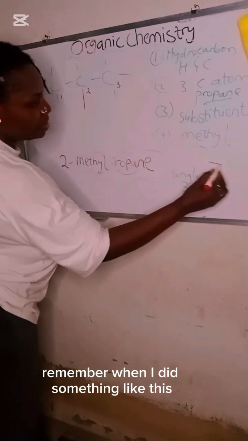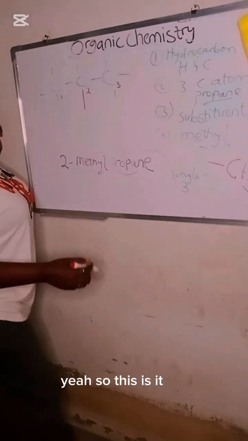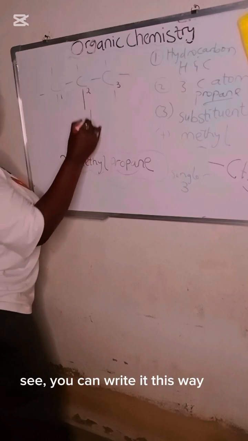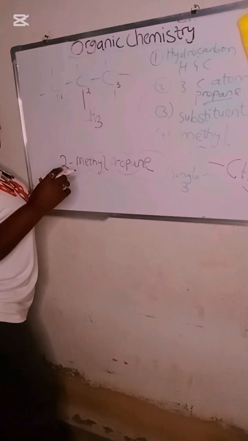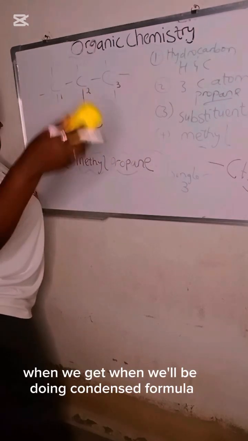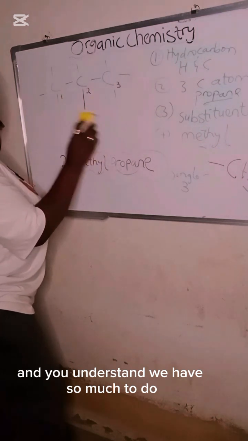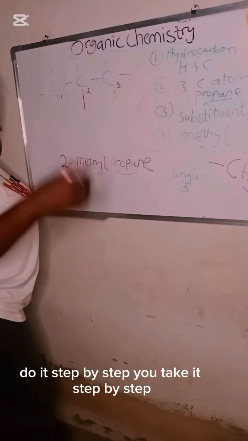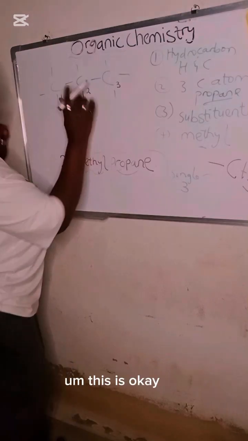Remember when I did something like this? So this is it. You can write it this way. When we'll be doing condensed formula, you understand, we have so much to do. But you understand it. We'll do it step by step. You take it step by step. Don't worry. This is it.